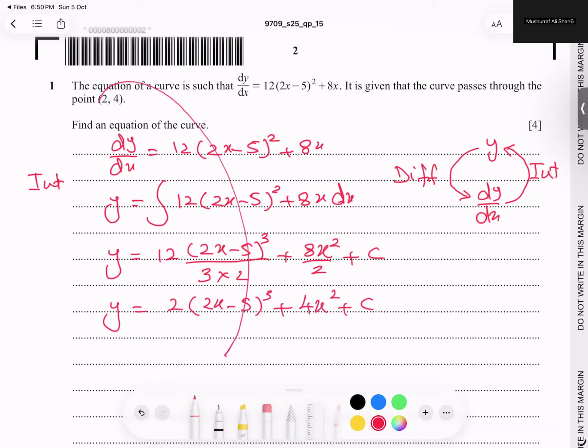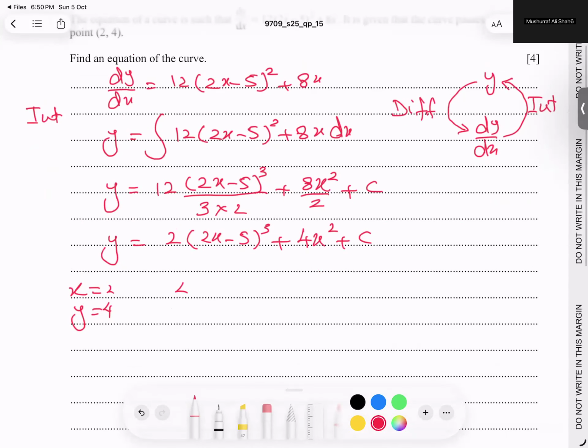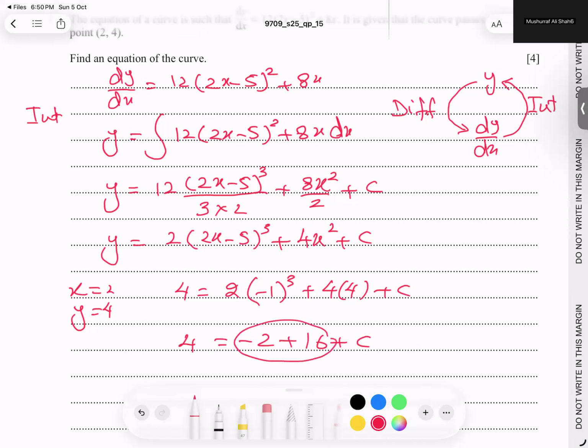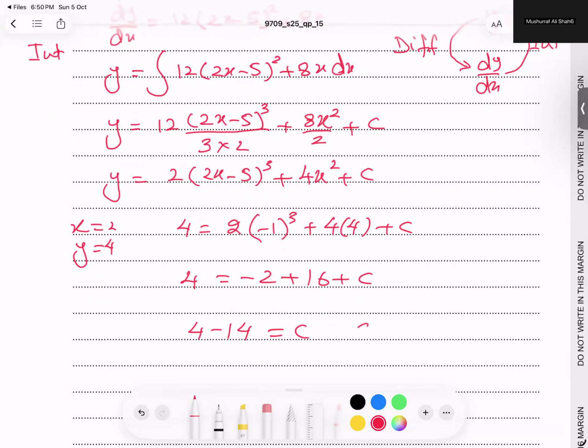Now we're going to plug in this point. So plug in the x value 2 and the y value 4. When I plug in, the y value is 4, and each x is replaced by 2. 2 times 2 is 4, 4 minus 5 is minus 1, to the power 3. When I plug in 2 here, 2 squared is 4, I think that's clear. So 4 is equal to negative 2 plus 16 plus c. And this becomes 14. When 14 goes there, c becomes negative 10.